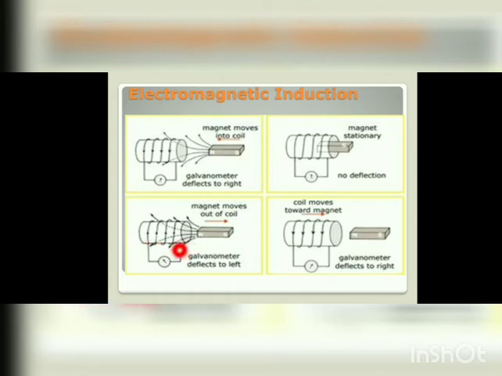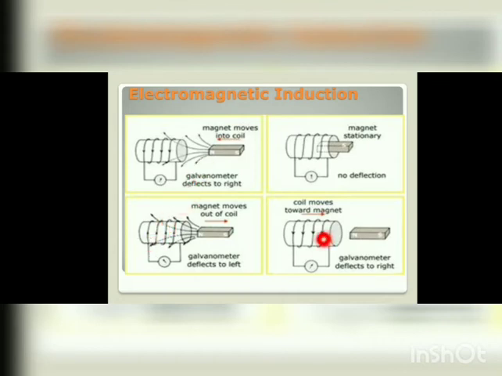And this time the direction of current is towards left. This time the current is flowing in the opposite direction as that of this case. Okay, that's why the galvanometer shows opposite deflection in this case.